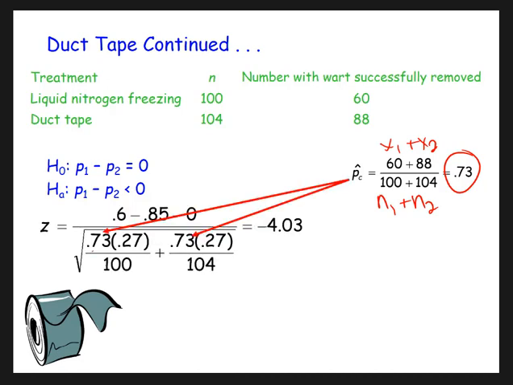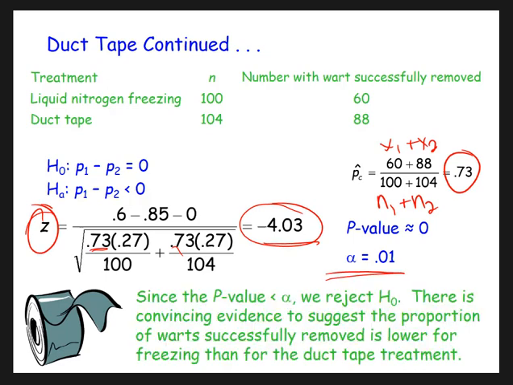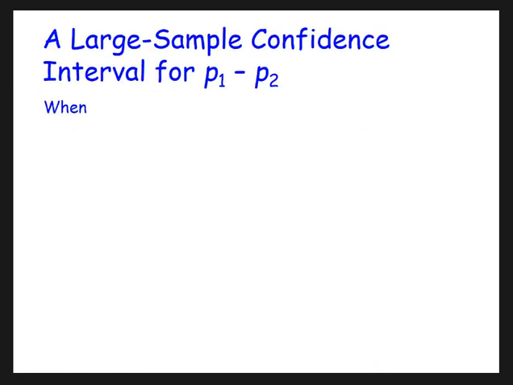And that's what we end up using in our test statistic to find the standard error of the difference of proportions. That gives us a test statistic of negative 4.03. Since this is proportions, it's always going to be a z statistic. Using the standard normal or z distribution, we find the p-value is approximately 0, which is less than our alpha of 0.01. So we reject the null hypothesis. Duct tape is more effective than freezing, according to these samples.